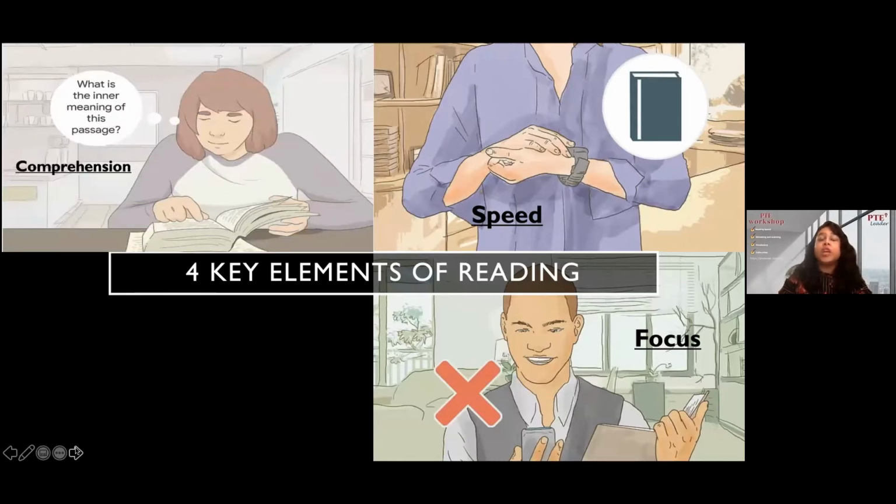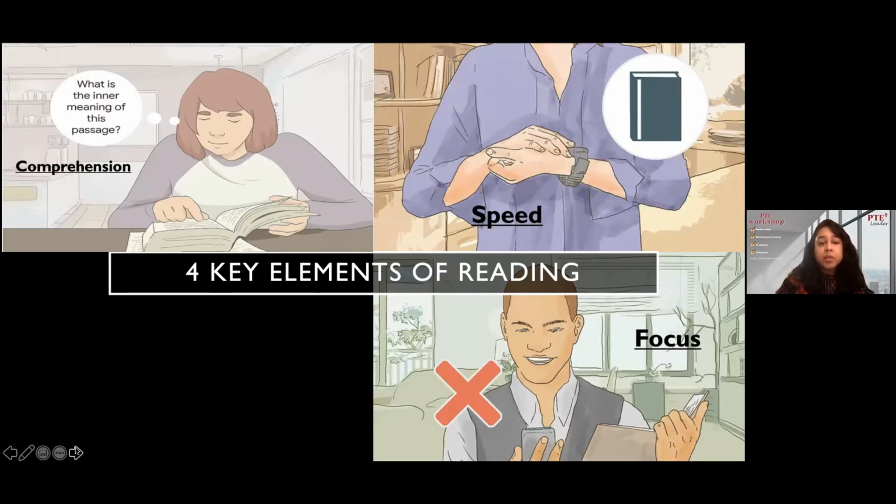Third one is comprehension. Focus and comprehension are interrelated. When you are focused, you will comprehend it better. Comprehension means understanding anything in detail, comprehensively. So when you're reading a passage, definitely you need to comprehend it. You need to understand the concept of it in order to answer the questions. If you're not focused, you will not be able to comprehend it.